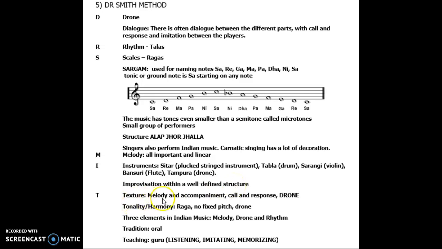The texture: melody and accompaniment, call and response, and I have that drone. Tonality, harmony: I have no fixed pitch to the raga, and I have the drone. Three elements that I find in Indian music: melody, drone, rhythm. The tradition is oral, and the teaching is by a guru. The student will listen, imitate, and memorize.